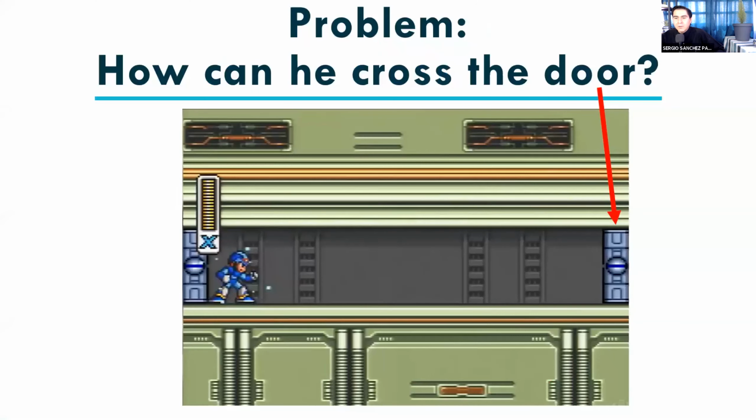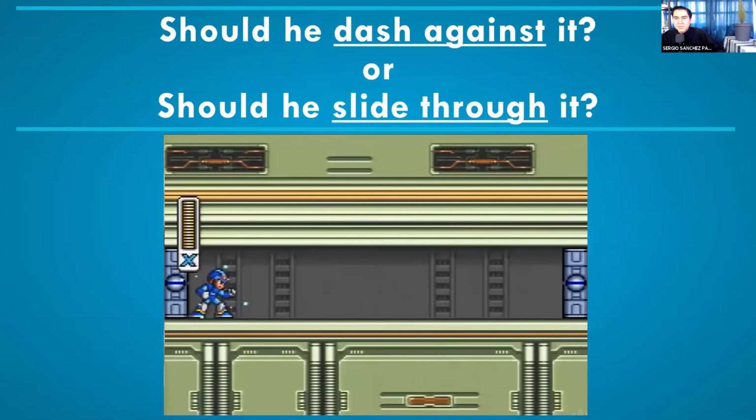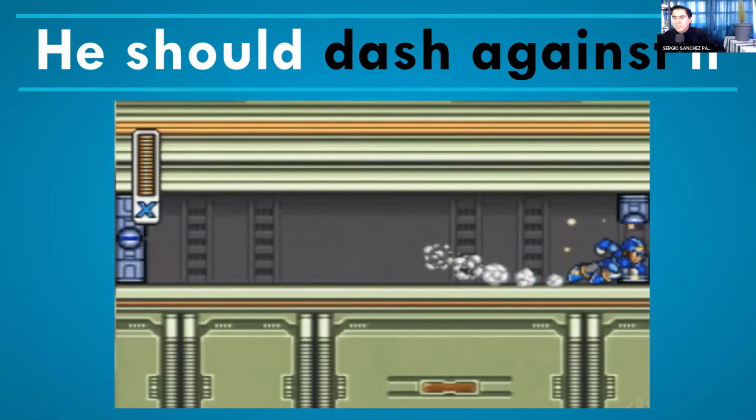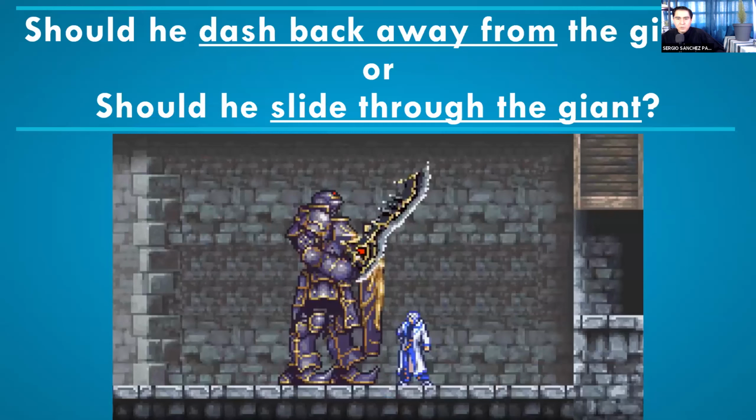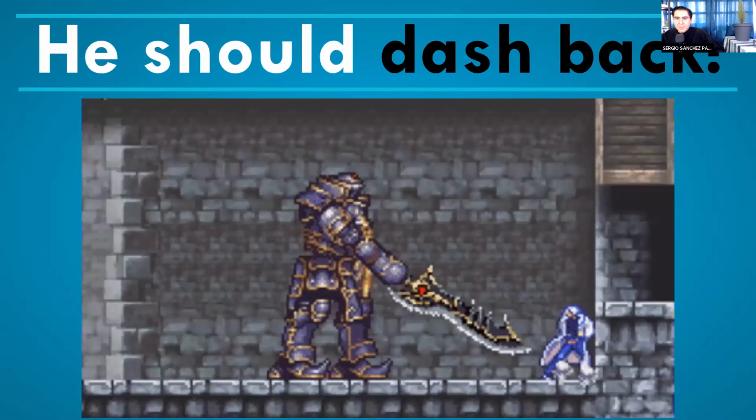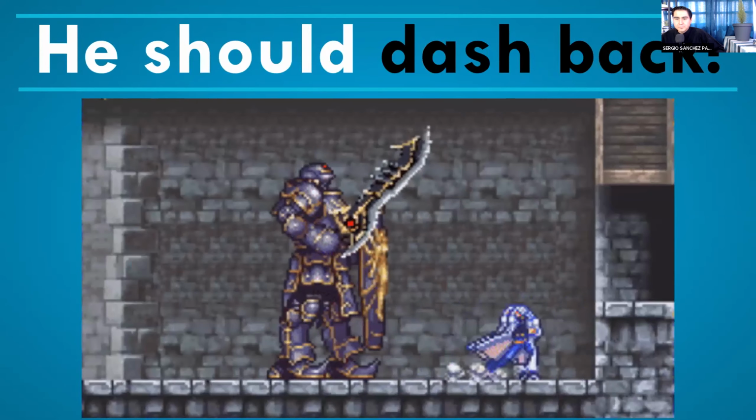Next problem: how can he cross the door? Two options: should he dash against it or should he slide through it? And the answer is he should dash against it. Next, how can the white knight evade the attack from the giant? I give them two different options: should he dash back away from the giant or should he slide through the giant? And the answer is he should dash back.